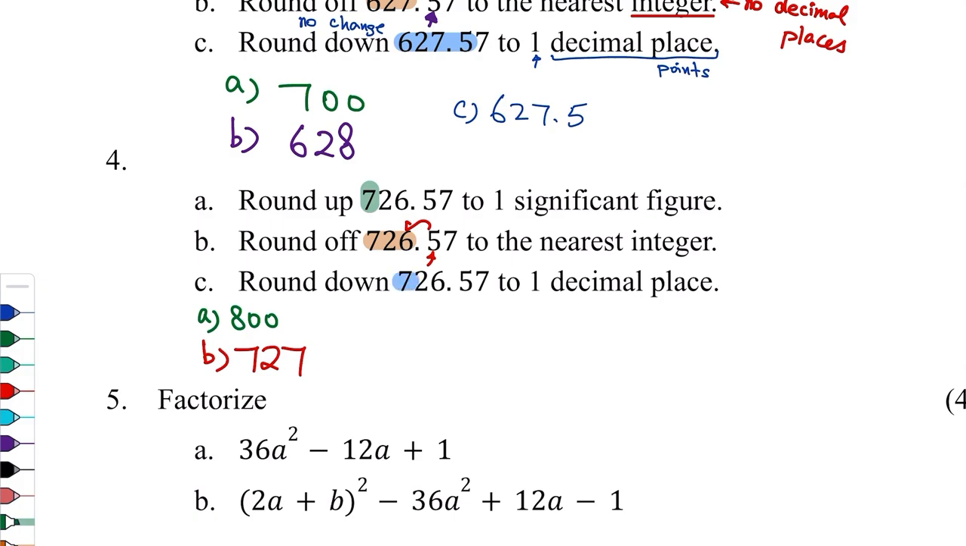And then last one, decimal places. So what are my numbers? Until the first decimal place. And what do I do with it? I have to round down. Round down means no change. And if there's no change, then your answer will be 726.5. That's it.